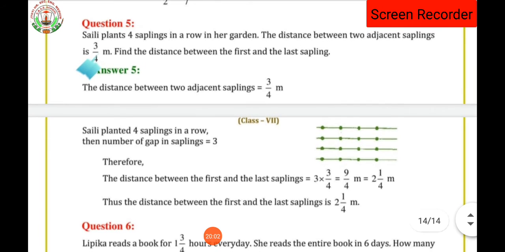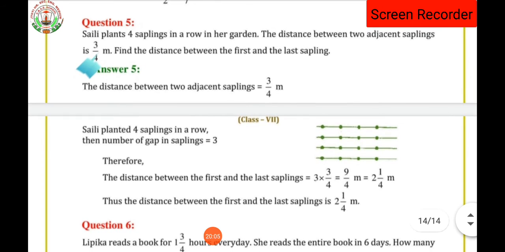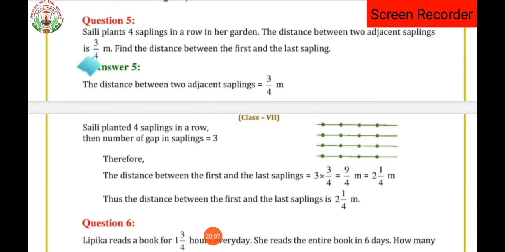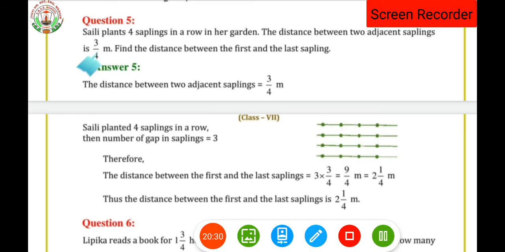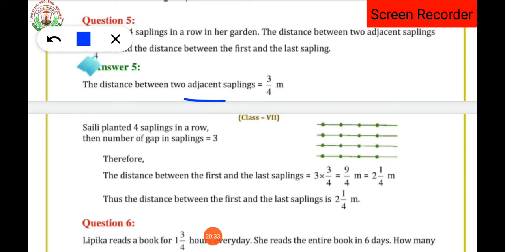Question number 5th. Shelly plants 4 saplings in a row in her garden. The distance between the two adjacent saplings is 3/4 meter. Find the distance between the first and the last sapling. So the distance between the two adjacent saplings is 3/4 meter. It is already given in the question, isn't it? In the question it is given that the distance between the two saplings is 3/4.